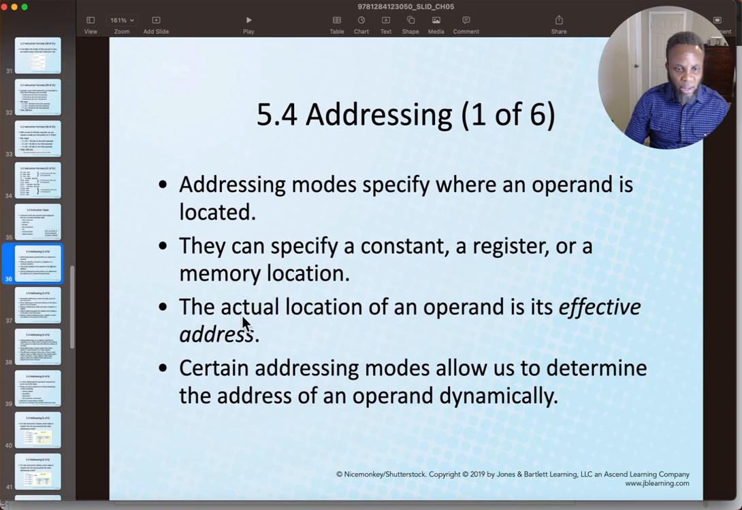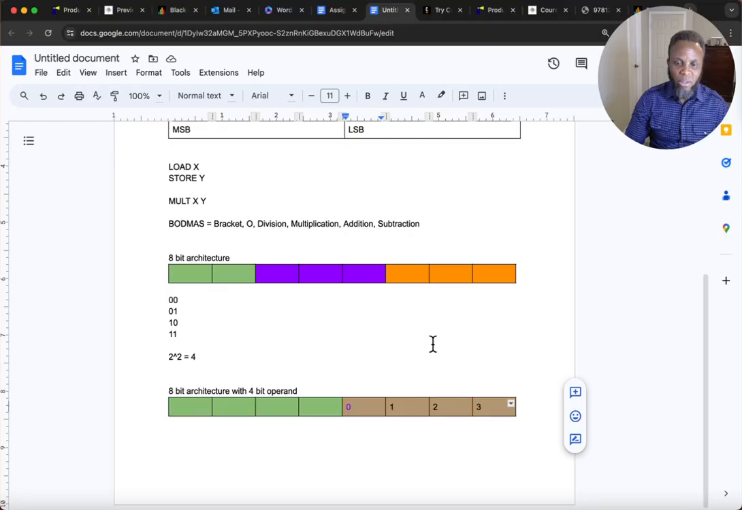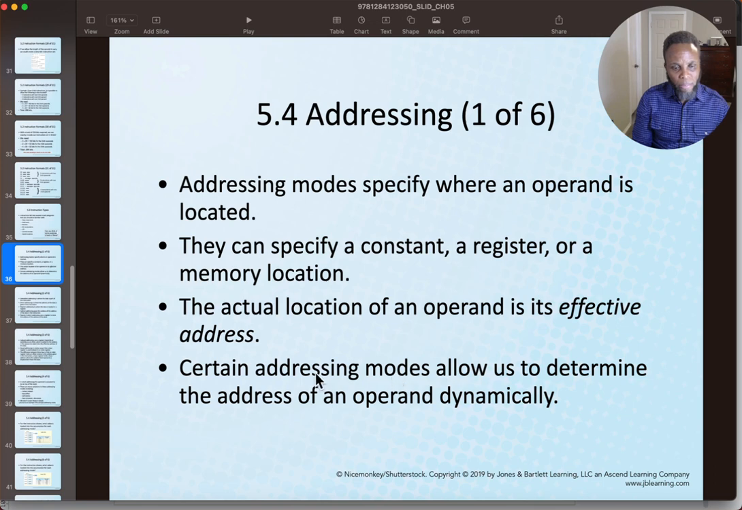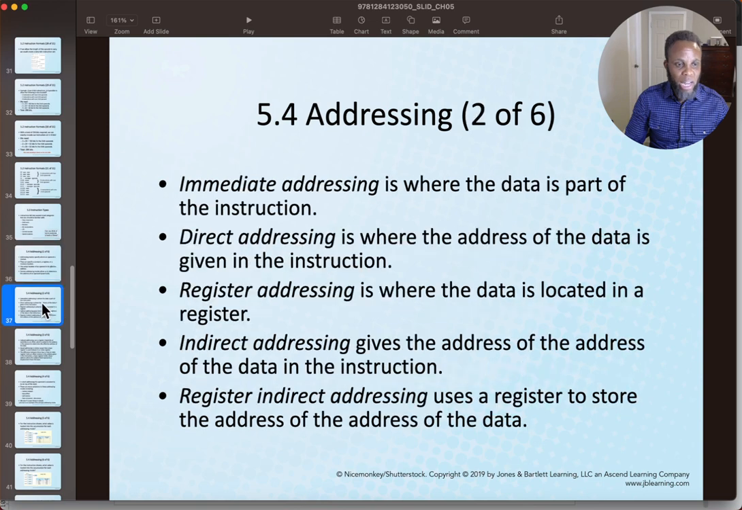Now, the actual location of an operand is its effective address. Remember how the computer takes this and translates it to where the data is? That location of where the data is, is the effective address of the operand. It goes on to say that certain addressing modes allow us to determine the address of an operand dynamically. A lot of computers these days allow for dynamic addressing because it gives you flexibility, and there are several methods for it.